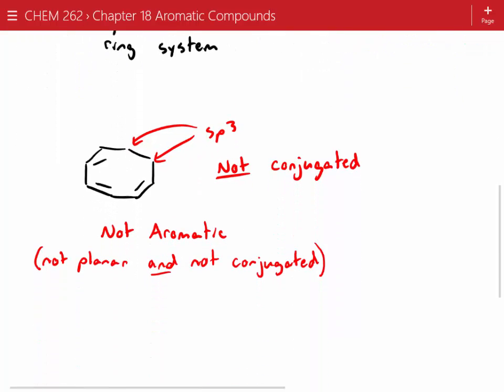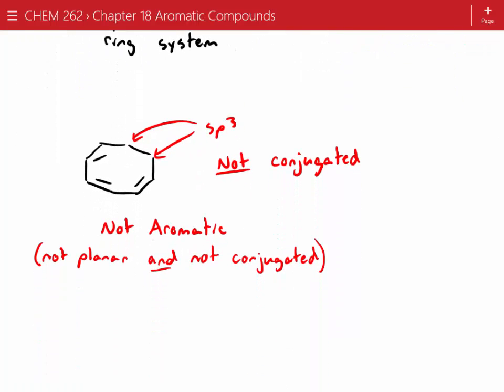And then we went through and we said that all of the positions in the ring need to be usually sp2 or sp3 hybridized to allow for delocalization. If we have an sp3 hybridized carbon, we can't have any resonance going through those positions without violating the octet rule. So these don't exist as aromatic compounds. This is just simply a non-aromatic compound.